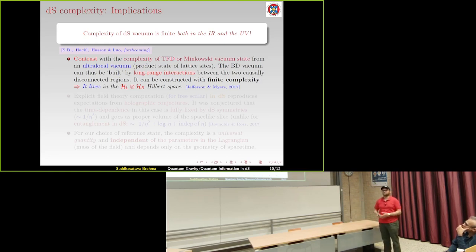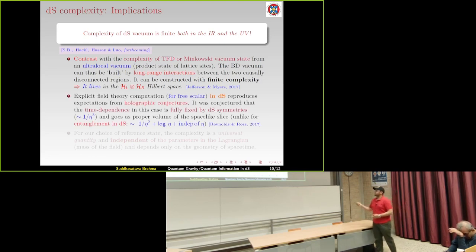I don't need infinite complexity. There's no divergence with respect to some cutoff. As I already mentioned, this bears out expectations from holographic conjectures. And this was already shown by Reynolds and Ross: just by the symmetries of de Sitter, if you believe in the symmetries of de Sitter and you apply the holographic conjecture, you expect the complexity to go as 1 over eta cubed. That's what we find. That goes as the volume of these hyperboloids. But we do this as an explicit field theory computation.